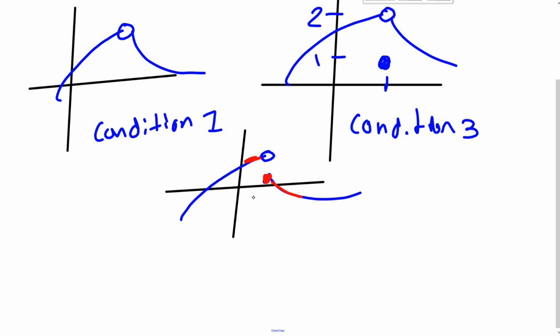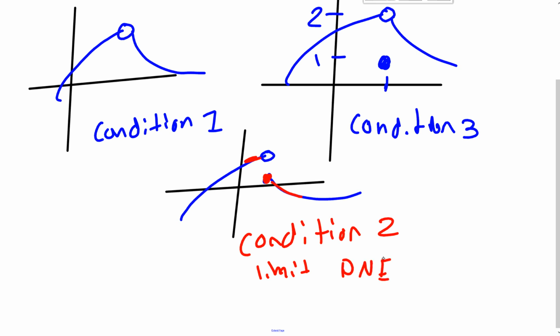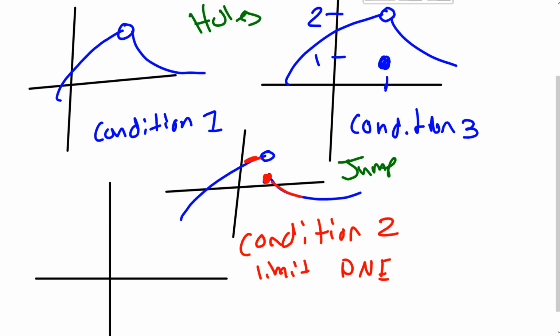And if it fails condition number 2, then it might fail condition number 3. But this is condition number 2. So this fails condition number 2 because the limit does not exist. So it fails 2. This is called a jump. I have a jump there. These are holes, movable holes. And then we also have vertical asymptotes, so that's kind of our last one, which we saw in that one problem. So here's a vertical asymptote.